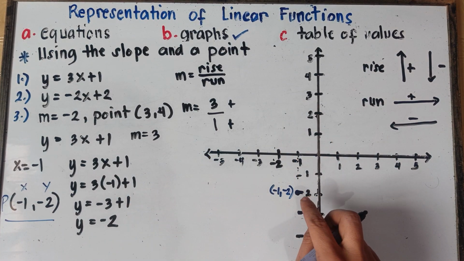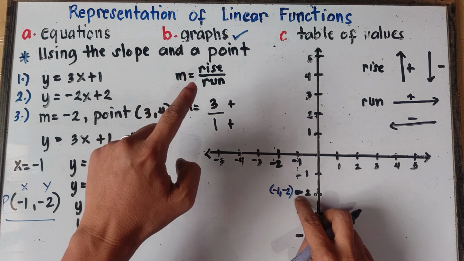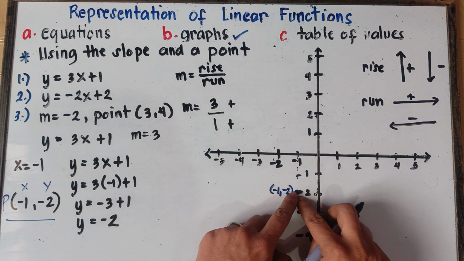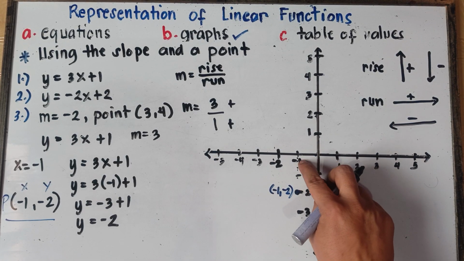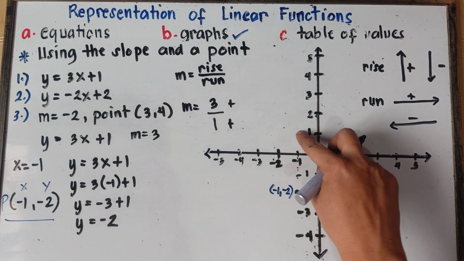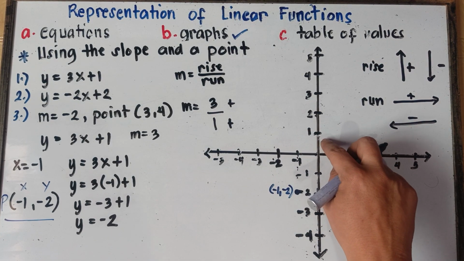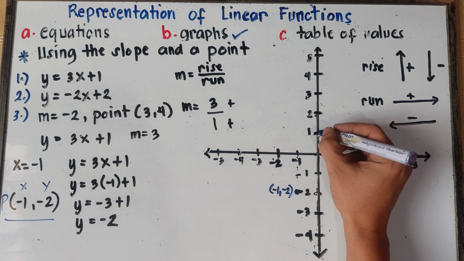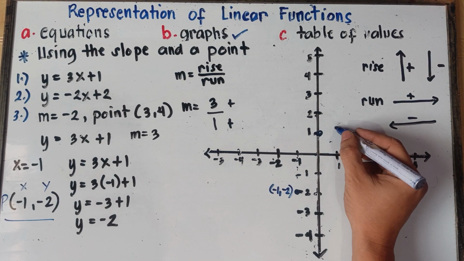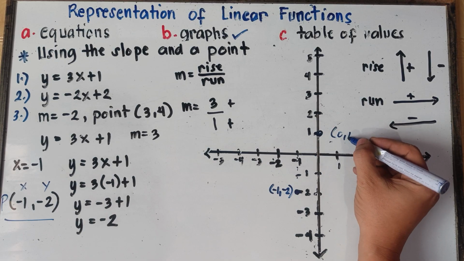So once again, starting from the first point, since this is +3, move 3 units going upwards, 1, 2, and then 3. And then for run, +1, move 1 unit going to the right. So this will be our second point, this one right here, class. Our second point, the ordered pair, x is 0, and then y is +1.